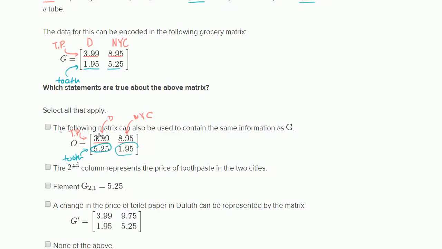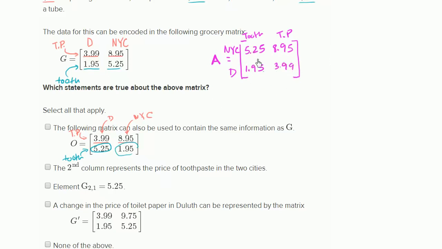Now you could represent it in other ways. You could have another, let's say I have the matrix A. We could have picked to do something like this, where we could have said, well, maybe this is the toothpaste column, and maybe this is the toilet paper column, and that this first row is New York City, and the second row is Duluth. Toothpaste in New York City was $5.25. Toilet paper in New York City is $8.95. Toothpaste in Duluth is $1.95. And toilet paper in Duluth is $3.99.